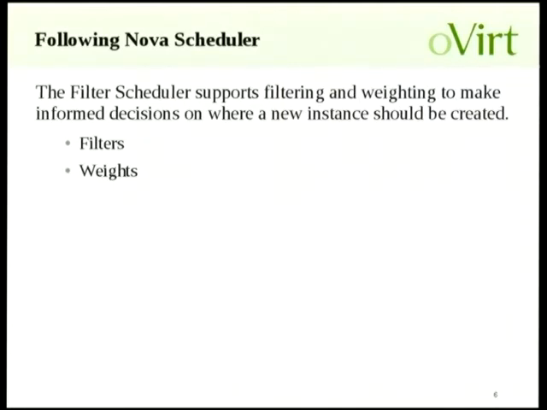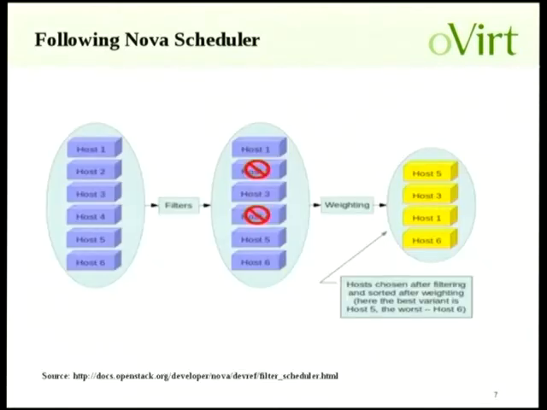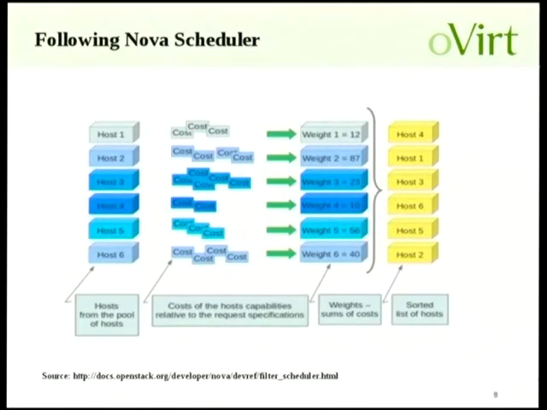Basically, the filters are very cut and clear logic that gets a set of hosts on the left-hand side. Then we run a filter on them. Then we apply weights on top of them. Another cool slide from Nova Scheduler. We collect a set of weights, then we sum them up, and then we order the hosts that we got.